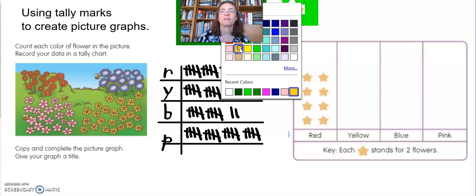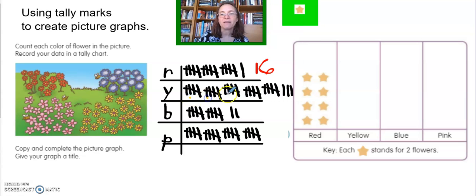Get a yellow marker out, Miss Foster. That's fun. I've got 5, 10, 15, 20, 25, 26, 27, 28. That is an even number.